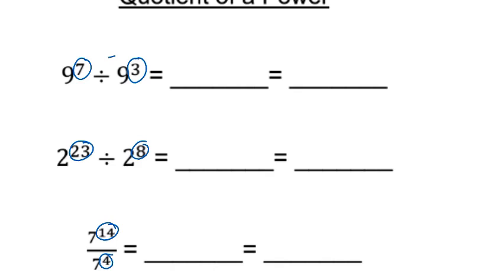So subtract them. So 9 to the 7 divided by 9 to the 3rd is 9 to the 7 minus 3, 4. 2 to the 23 divided by 2 to the 8th. Subtract 23 by 8. 15. Put them in the calculator. Then 7 to the 14 over 7 to the 4th power. Subtract those. What do we get? 7 to the 10th power.